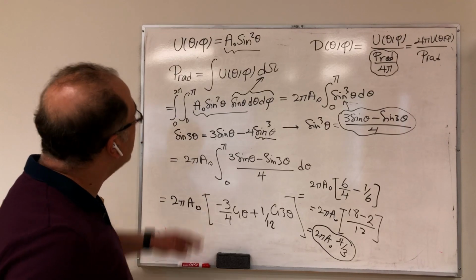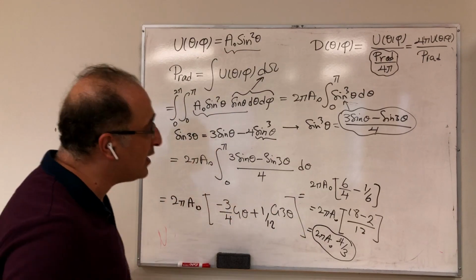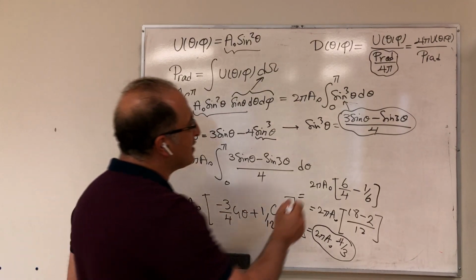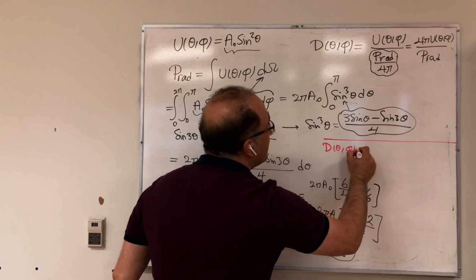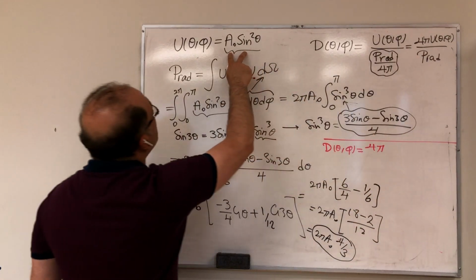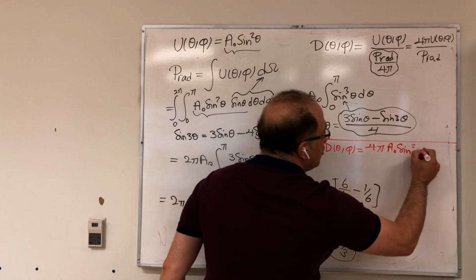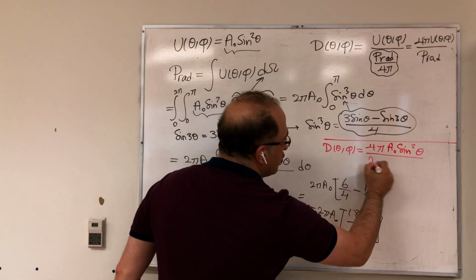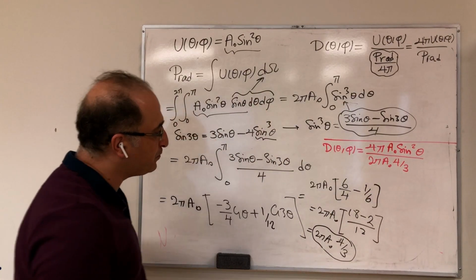Again, I want to remind you that U(theta, phi) was a function of theta. Total power does not depend on theta because you integrate. So that's your total power. Therefore, you can find your directivity D(theta, phi) equal to 4 pi U(theta, phi), a naught sine squared theta, divided by the total power radiated, which is this one, 2 pi a naught 4 divided by 3.